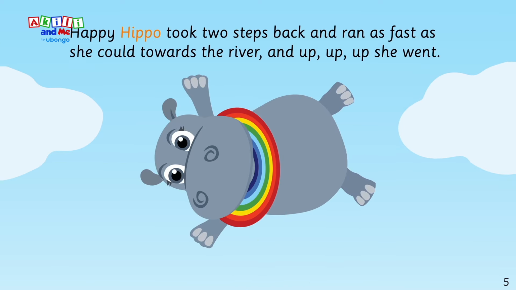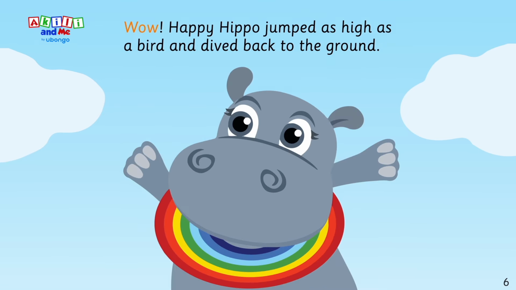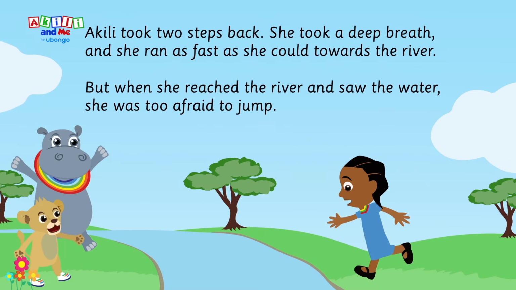Happy Hippo took two steps back and ran as fast as she could towards the river. And up, up, up she went. Wow! Happy Hippo jumped as high as a bird and dived back to the ground. Akili took two steps back. She took a deep breath and she ran as fast as she could towards the river.